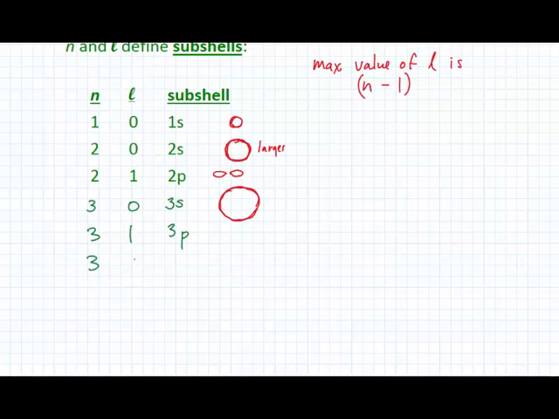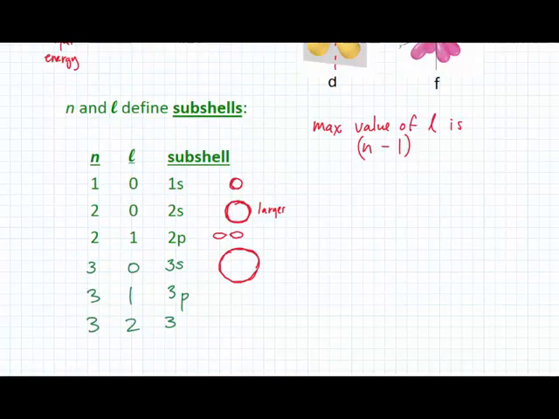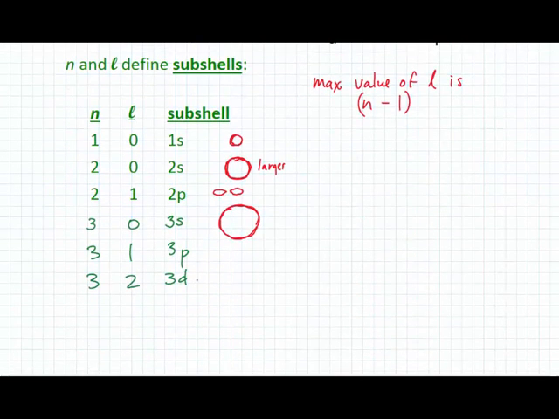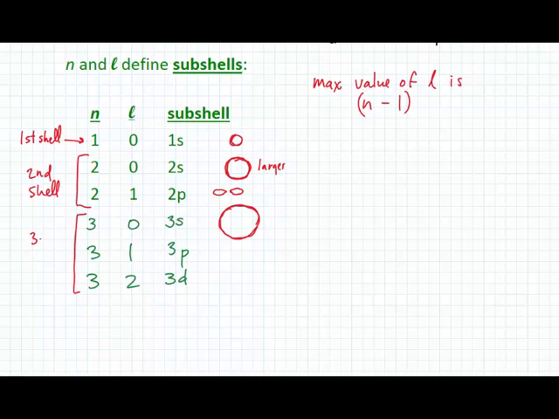But now we could do 3 and 2. Look at your table up above. What would we call that? 3, yep, s, p, d. That's 3d. n still refers to what are called shells. That's why these letters are called subshells, because they're divisions within the shell. So, third shell.